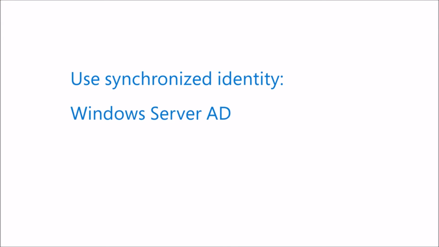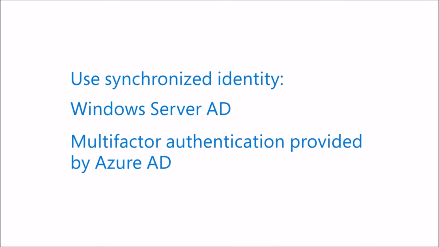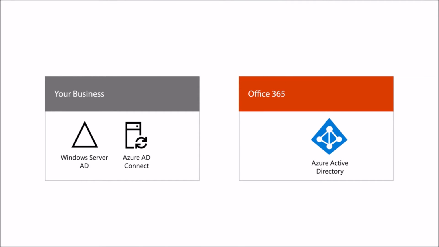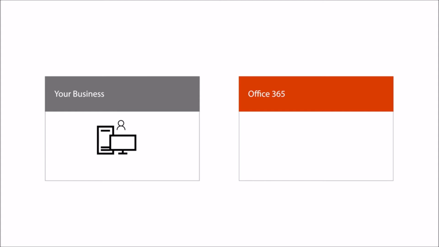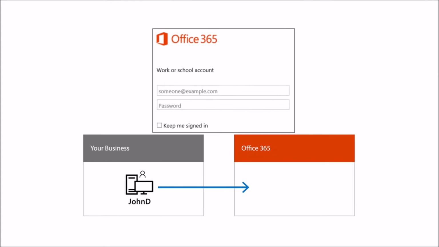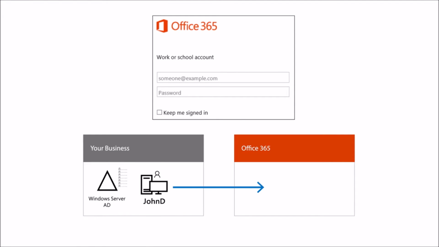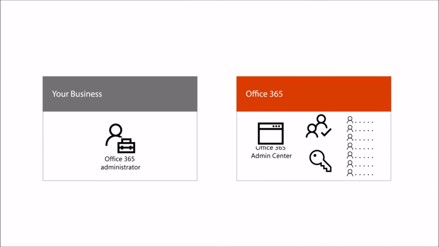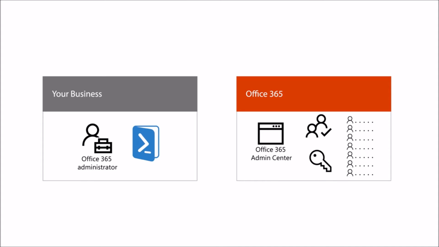Synchronized Identity is the best option when you're using Windows Server AD for your central list of accounts, or you want to leverage multi-factor authentication with Azure AD. You'll use Azure AD Connect running on a Windows computer in your organization to create the list of accounts in Office 365. When complete, the Office 365 list of accounts is the same as your Windows Server AD list. When users access Office 365, they are asked to provide their password, but it's the same as their Windows Server AD account. You assign licenses and permissions to Office 365 in the Admin Center or with Office 365 PowerShell.